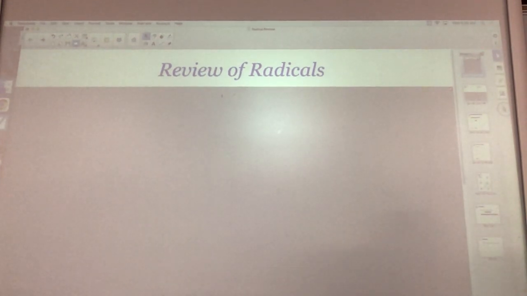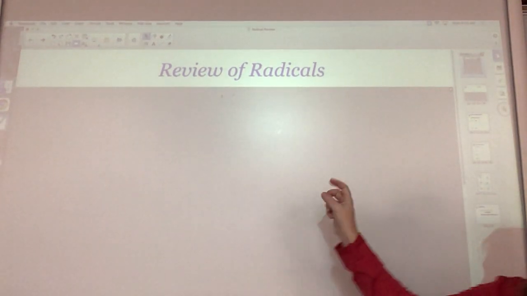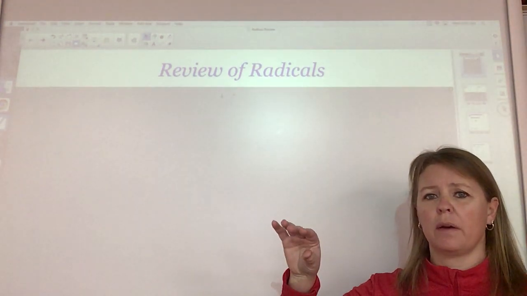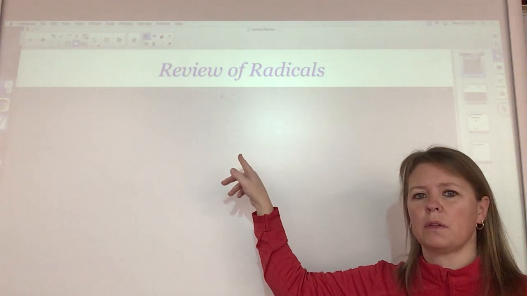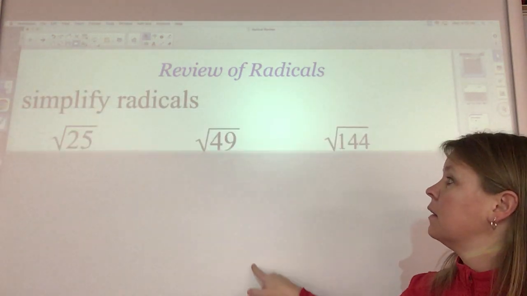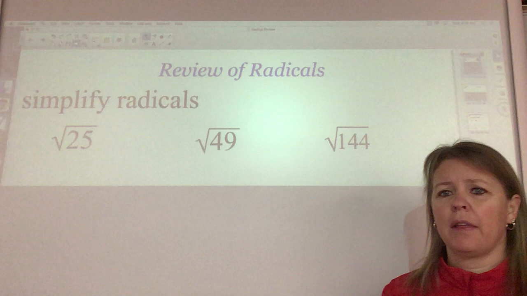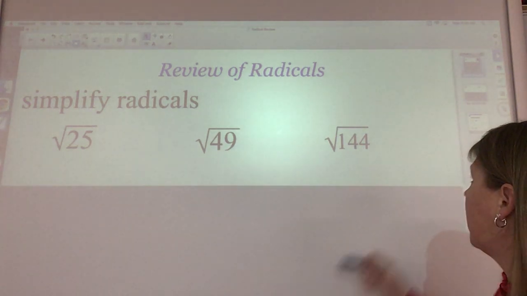Okay, this is a review of radicals, everything that you've ever done, sticking with specifically square roots. Radicals could be cubed roots, fourth roots, fifth roots, but we're working with square roots right now. Simplifying radicals, remember that there are some radicals that are perfect squares.